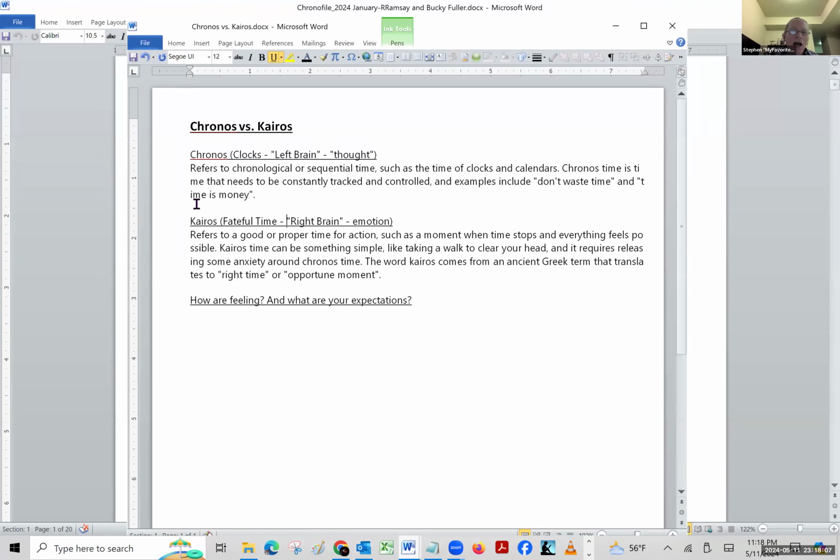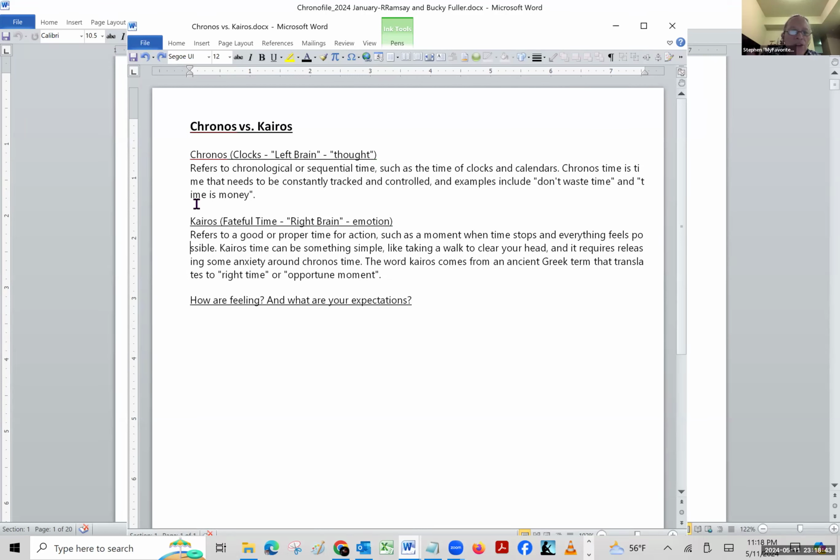In other words, every day at 10 o'clock, I turn right at the second street. But today I turned right at the second street at 10 o'clock and I got hit by a car. In other words, there's fateful time that makes a difference, or right brain or emotional time. This refers to good or proper time for action, such as a moment when time stops and everything feels possible. I don't know why those words aren't connected, but they aren't.